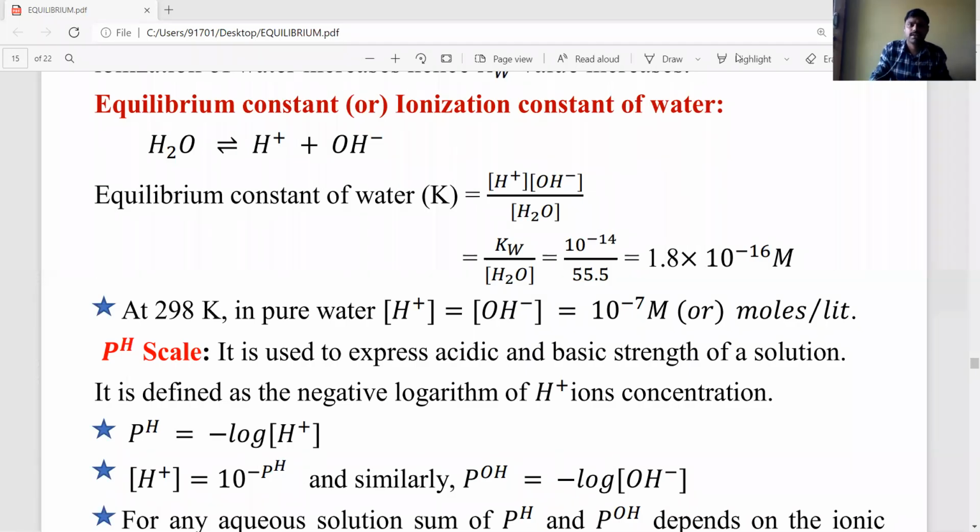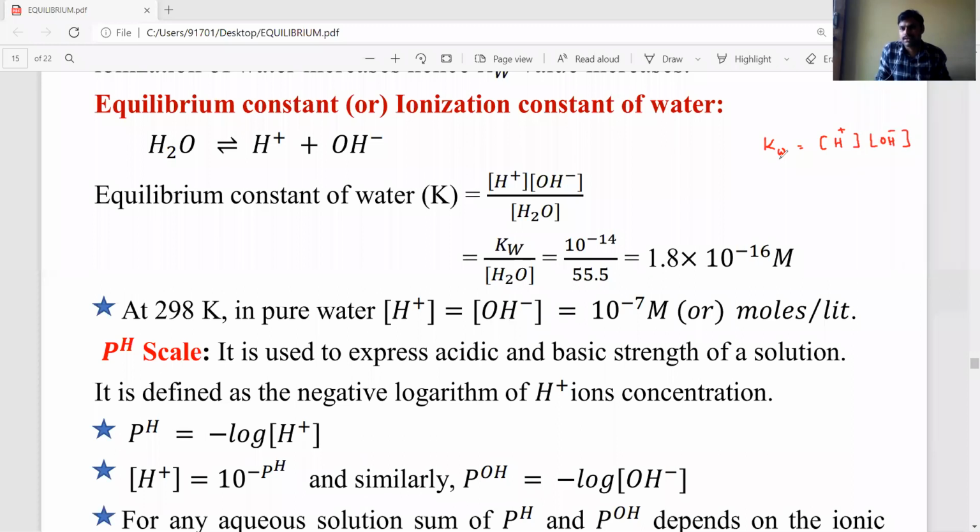Yes, students, listen carefully. In the last class, we discussed the ionic product of water. What is the ionic product of water, dear students? The ionic product of water is nothing but Kw. Kw is the product of the concentration of H plus ions and the concentration of OH minus ions.